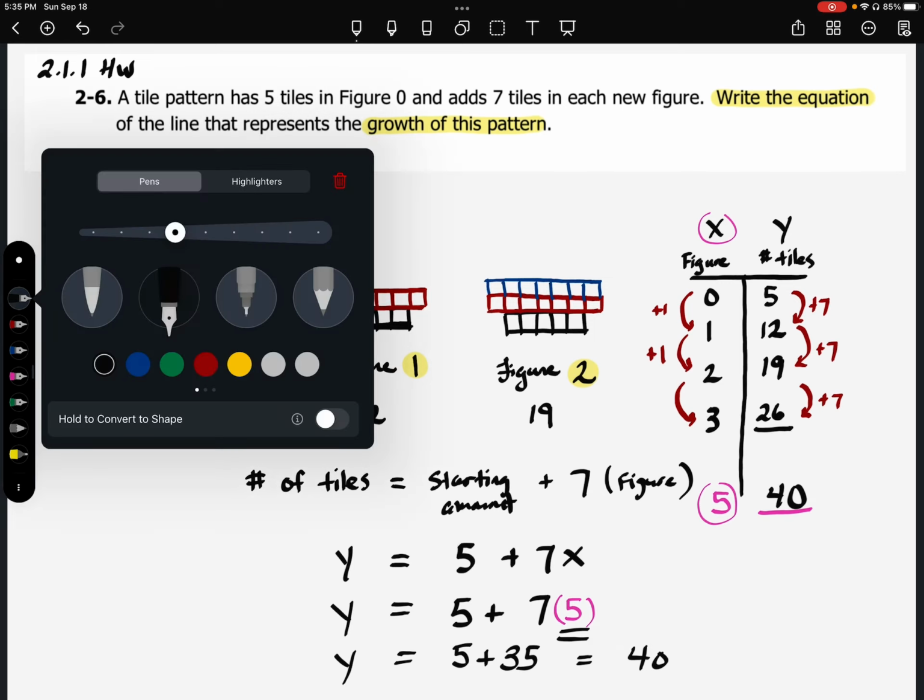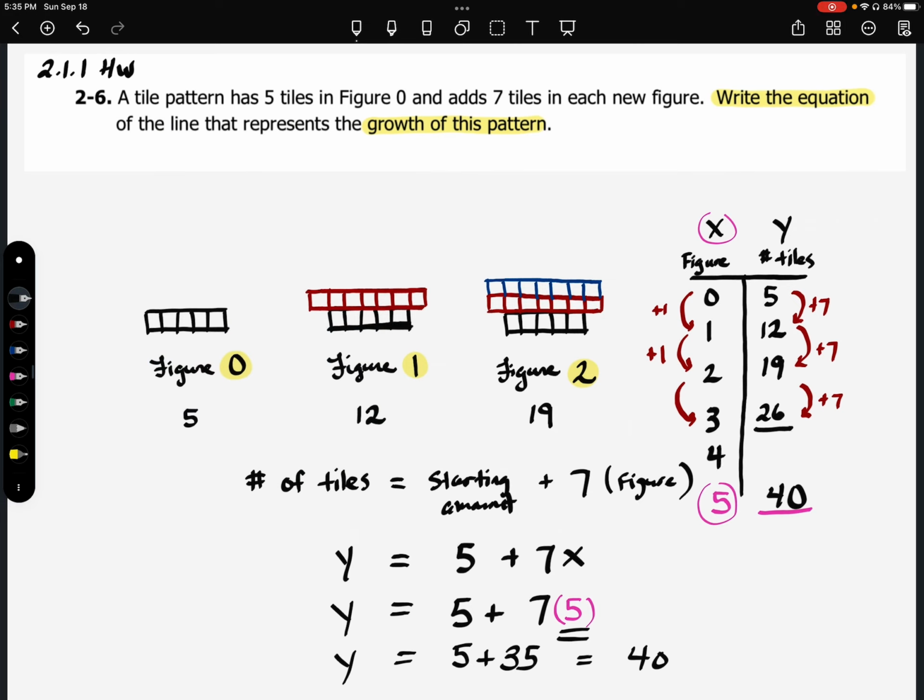Now, if we just continue our table, you'll see if we increase this one, we would add 7 to our 26, which would give us 33. And then if we increase it to 5, we would add 7 again, and that would give us 40, just using that same pattern. So the answer to our problem 2-6 would be something like this. Y is equal to 5 plus 7x.